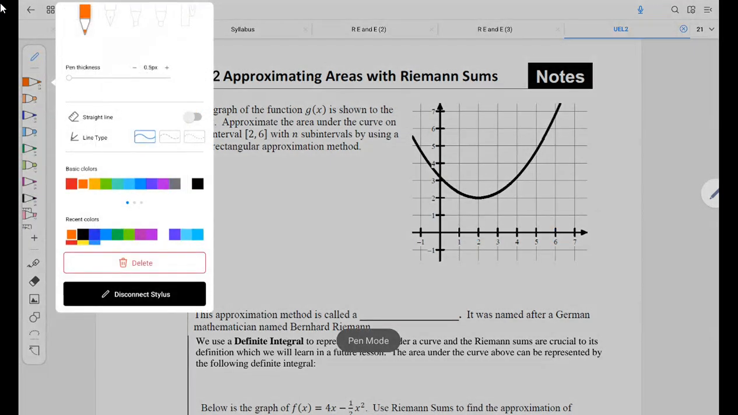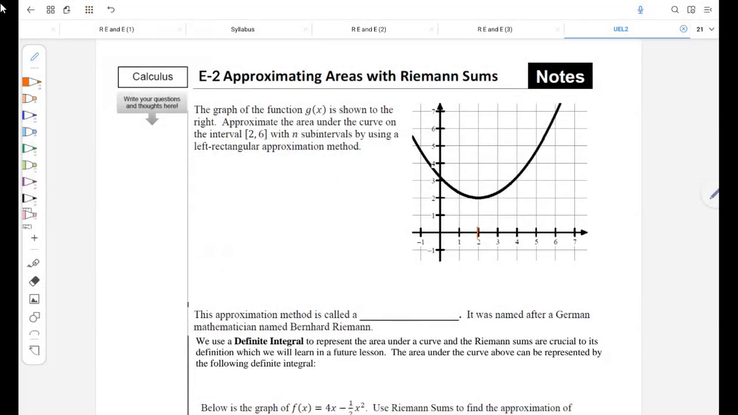By making as many rectangles as we want. And the more and more we do, hopefully the better approximation we get. They're asking to use a left rectangular method. That just means that every time you're drawing a rectangle, you start on the left, find the function, and make a rectangle.